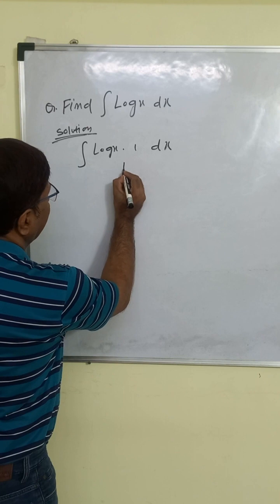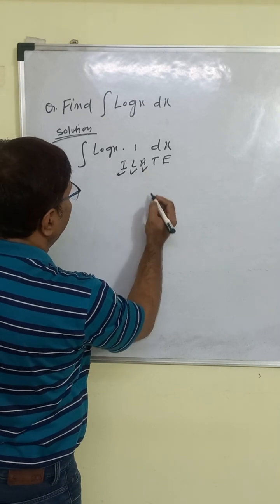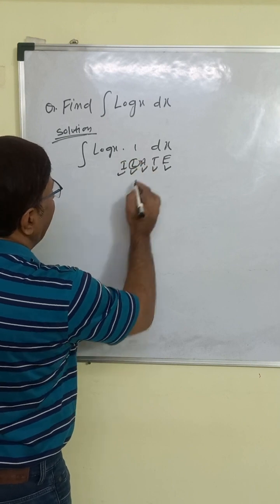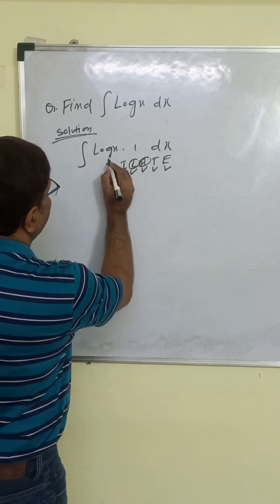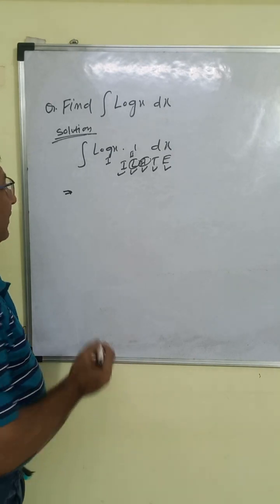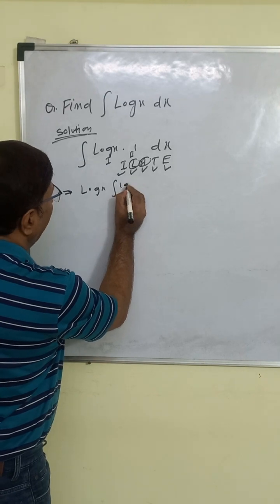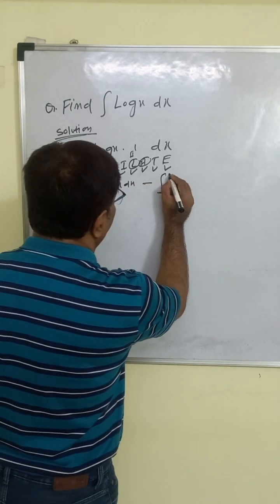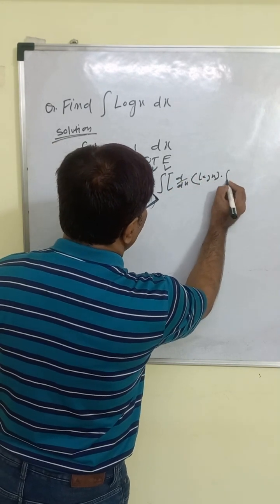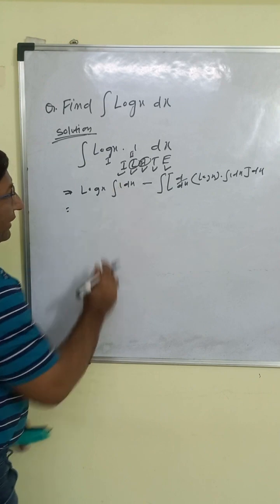Now you know the format ILATE: inverse function, logarithmic function, algebraic function, trigonometric function and exponential function. Here a logarithmic function is given and an algebraic function is given. So this is the first function and this is the second function. So integration by parts: leave the first function, that is log x, and integration of second, that is 1 dx, minus integration of the derivative of first function, d/dx of log x, into integration of second, that is 1 dx, and integration of whole.